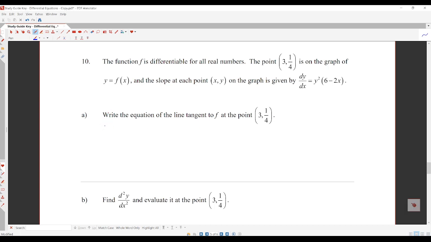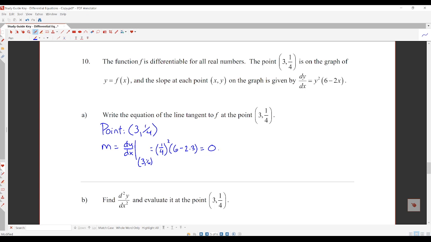Whenever we are writing a tangent line, I need a point, which we're already given, both the x and y coordinates, and I need a slope. Slope is just dy/dx at the point (3, 1/4). So that's going to be (1/4) squared times (6 minus 2 times 3). 2 times 3 is 6. 6 minus 6 gives me 0. 0 times anything is just going to be 0. So I get a slope of 0.